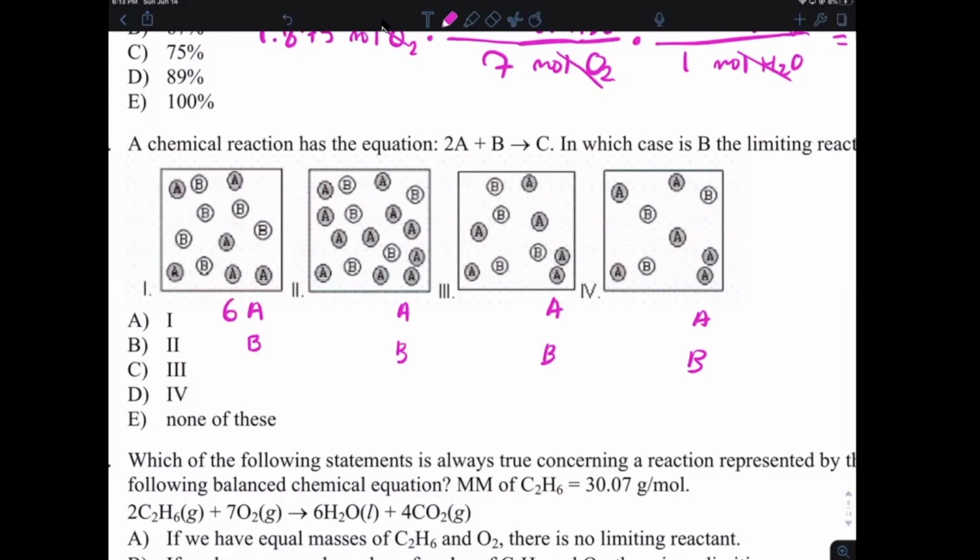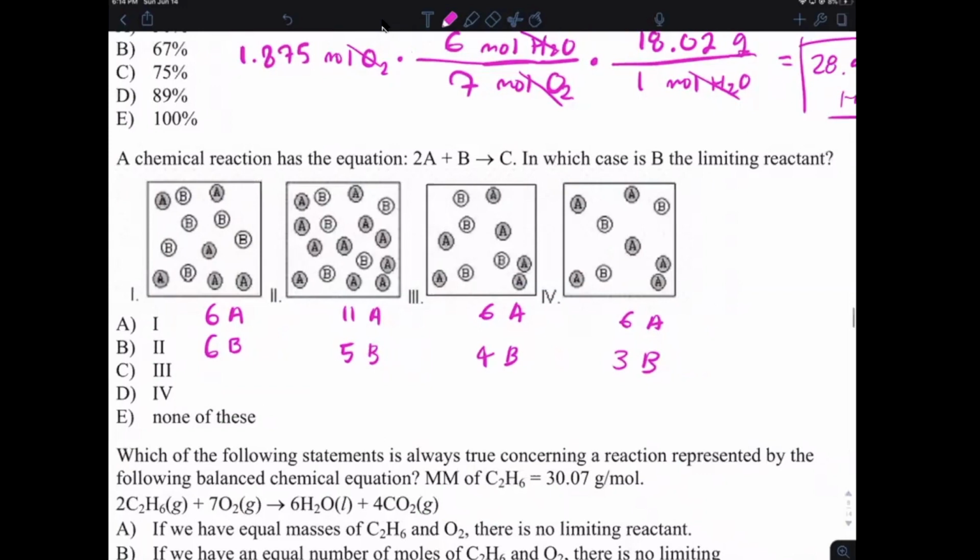Oh, wow. Okay. Thank you, Claire. So that's perfect. 6, 11, 5. Here it's 6 and 4. Here again, 6 and 3. I think that's right. Looks good. Okay. So it's asking in which case is B the limiting reactant.